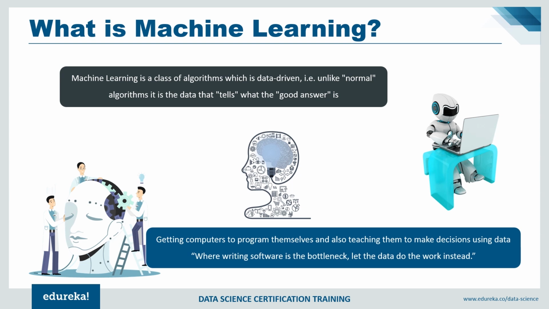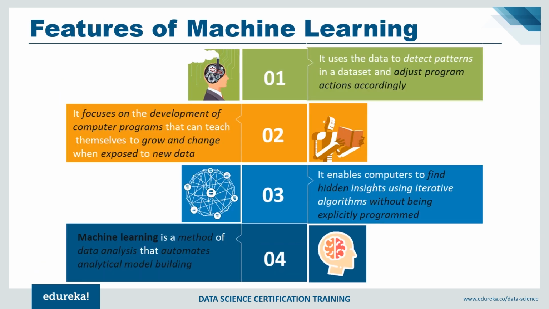Machine learning is a class of algorithms which is data driven. That is, unlike normal algorithms, it is the data that tells what the good answer is. Looking at the various features of machine learning, first of all, it uses data to detect patterns in a data set and adjust the program actions accordingly. It focuses on the development of computer programs that can teach themselves to grow and change when exposed to new data. So it's not just the old data on which it has been trained; whenever new data is entered, the program changes accordingly. It enables computers to find hidden insights using iterative algorithms without being explicitly programmed. So machine learning is a method of data analysis that automates analytical model building.